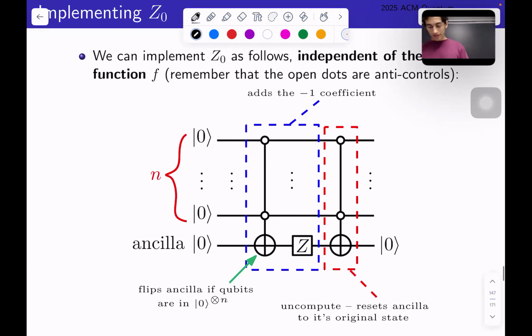Okay. We showed how to implement ZF. Now we can implement Z naught. Note that ZF is the oracle, Z naught isn't, because Z naught has nothing to do with F. It's completely independent of F. It'll be the same no matter what implementation of Grover's algorithm you do.